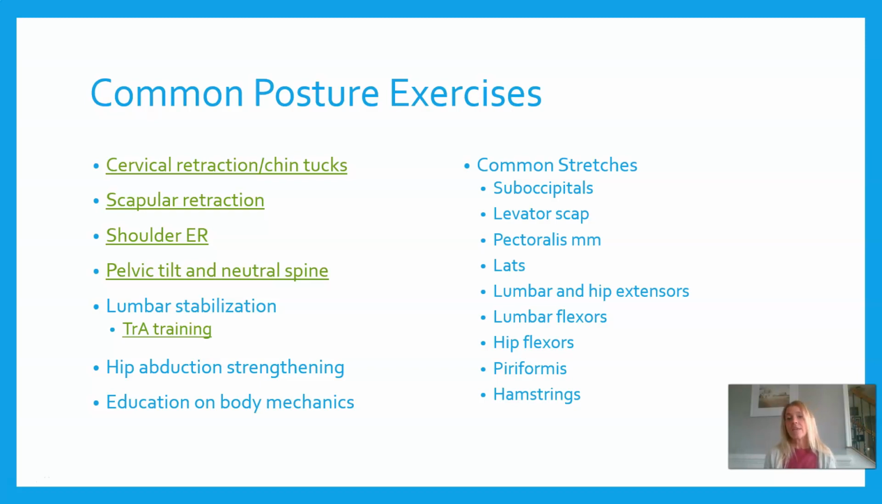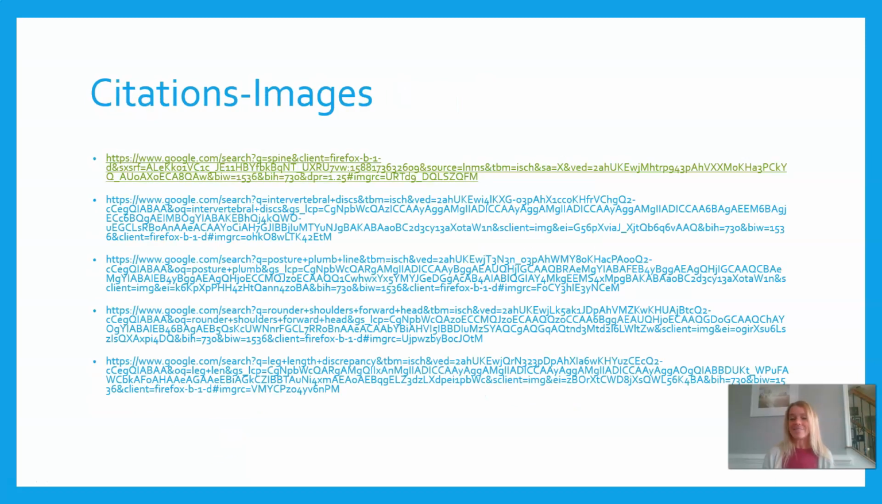I've also listed over here some common stretches that you're going to see. So stretching the suboccipitals, levator scap, the pecs, the lats, lumbar and hip extensors, the lumbar flexors, hip flexors, piriformis, hamstrings. So again, we need to identify what is tight in our patient, and is that contributing to this faulty posture? And if so, we need to stretch it so that we can maintain, again, a normal length to strength relationship. All right, that's it for posture. On to the next one.